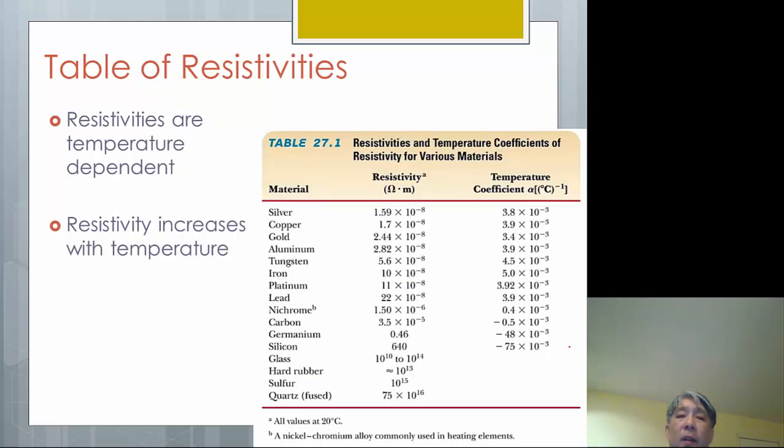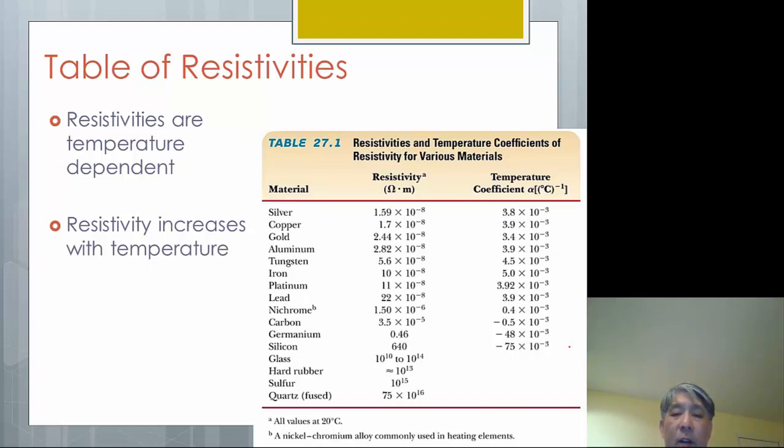Just as an example, for tables of resistivities, if we look at the top, those are the conductors: silver, copper, gold, and aluminum. And those have resistivities of about the order of 10 to the minus 8 ohm meters. That's what resistivity is measured in.